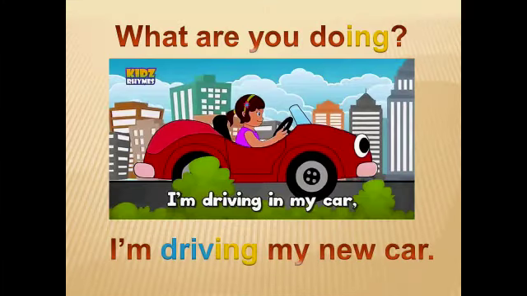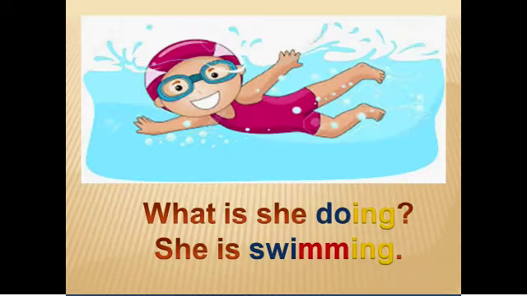Number 2, what are you doing? I'm driving my new car. So here we are asking someone, and when he answers, he says I am. We use you in the question, and in the answer he says I am. Then driving my new car. What is she doing? She is swimming. Notice that here, in swimming, we double the letter M before we add the ing.